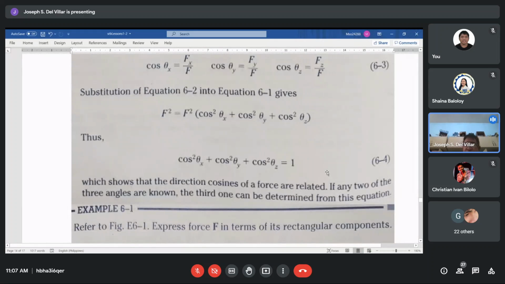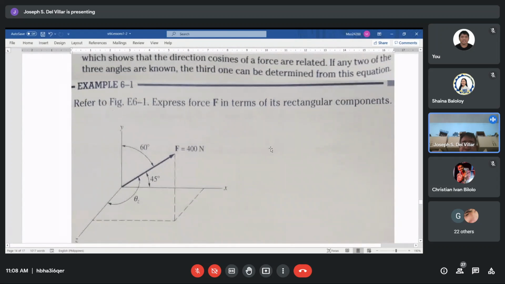Now this equation, 6-4, is used in solving for the remaining angle. Because in spatial force system, you will just be given the two direction angles, either theta x and theta y, or theta y and theta z only, or theta x and theta z only. So if you are given the two direction angles, then that means you are going to solve for the remaining direction angle. And how are you going to solve that? Okay, that is answered by equation 6-4. Okay, let us have some examples.